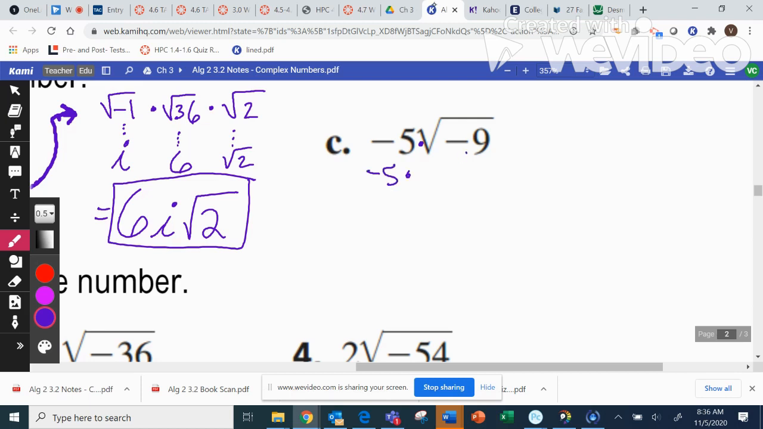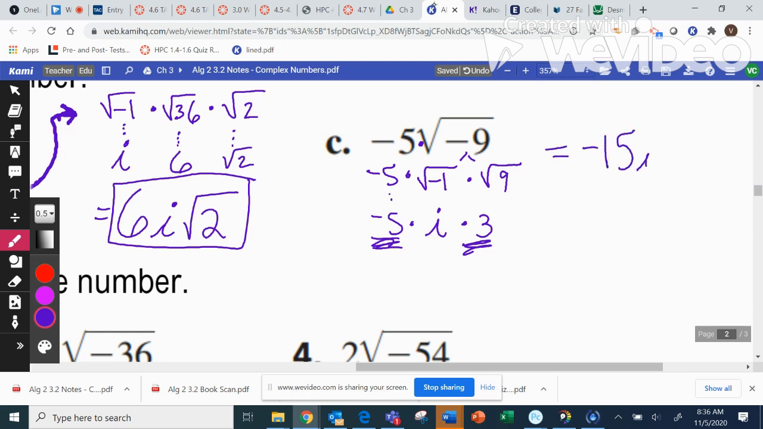So we've got -5. We're going to multiply that by, I'm going to break down -9 to be square root of -1 and square root of 9. So I've got -5 multiplied by i multiplied by 3. Well, I am allowed to multiply together -5 and 3. So -15i.